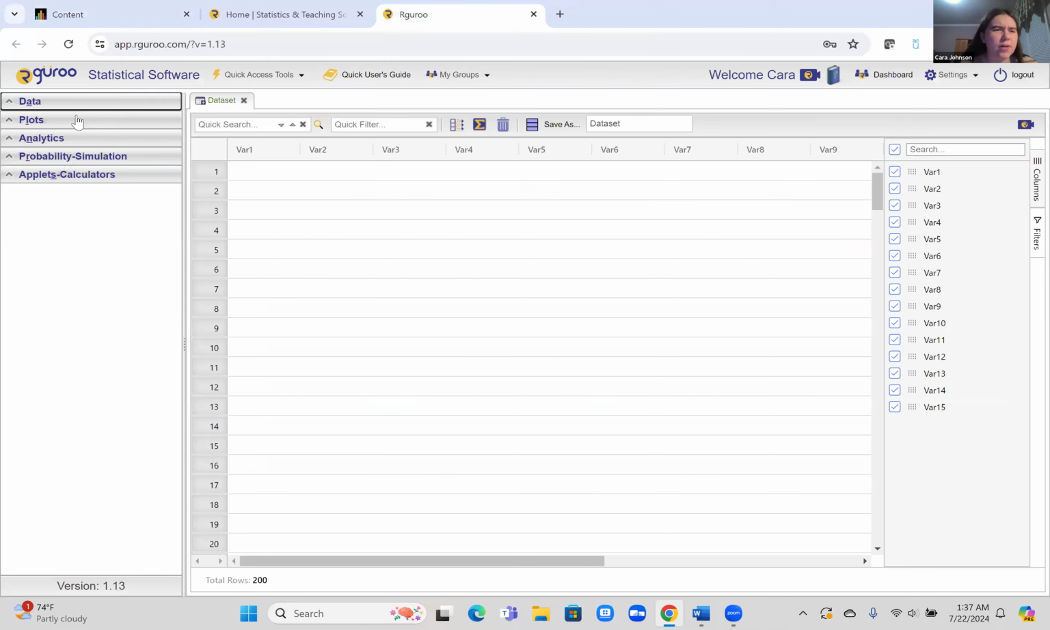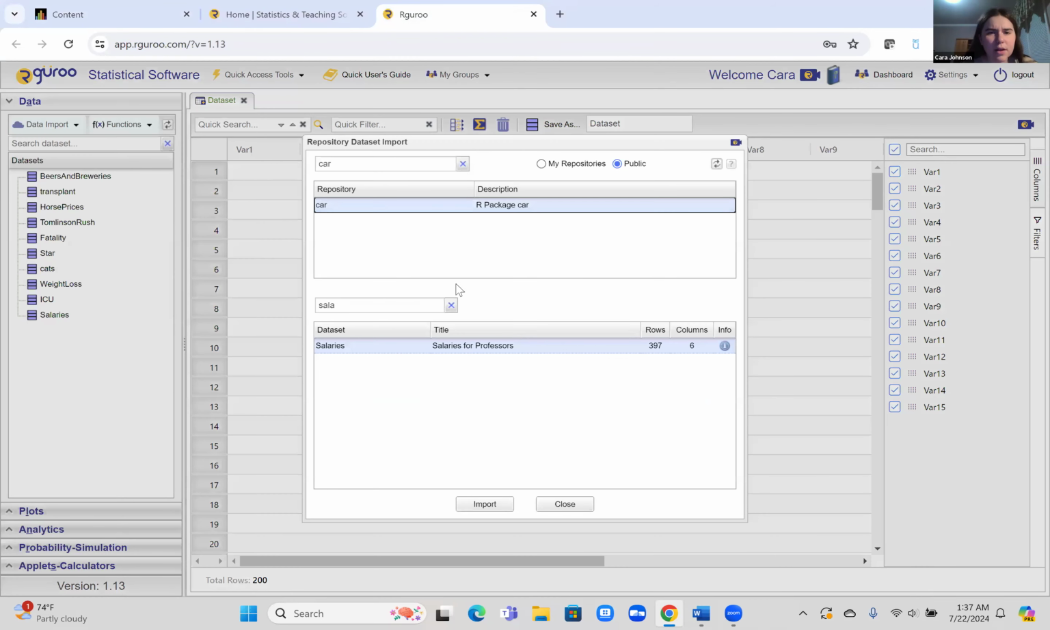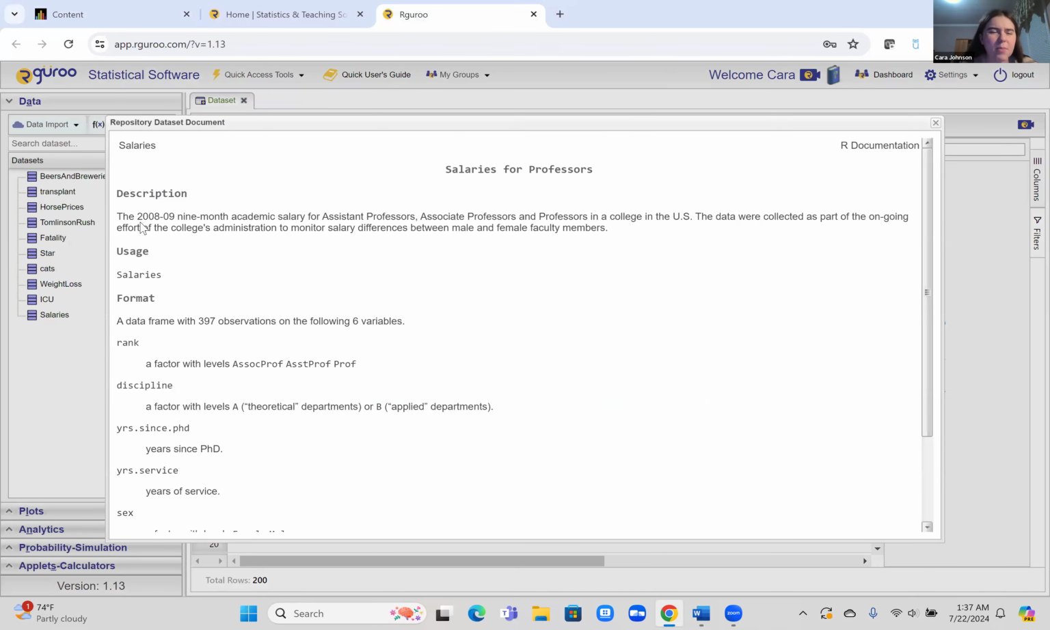So on our Guru, if you go to your data set repository, and then you would type in your repository and your data set name here. And then this I button, that's going to give you the information about the data set you used in Project 1. So that's going to be very useful here. So that's where I got the 2008 to 2009, and also where I got that we're dealing with colleges in the US.